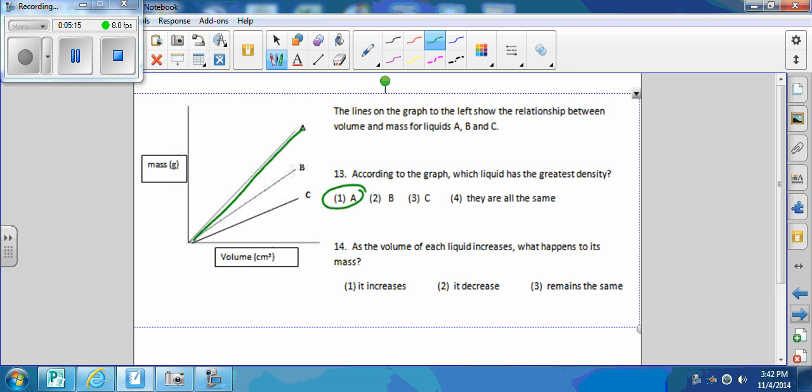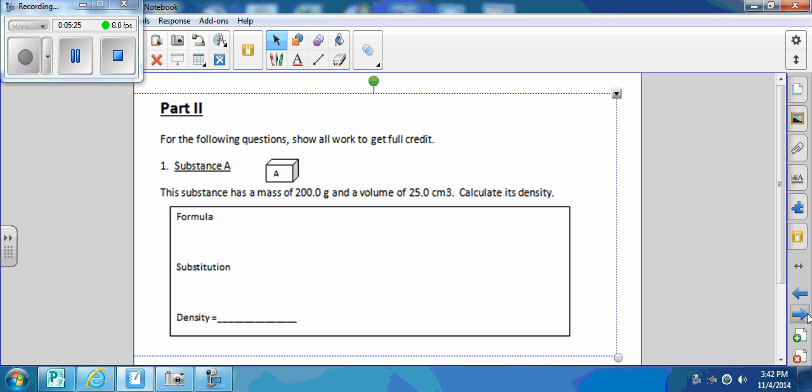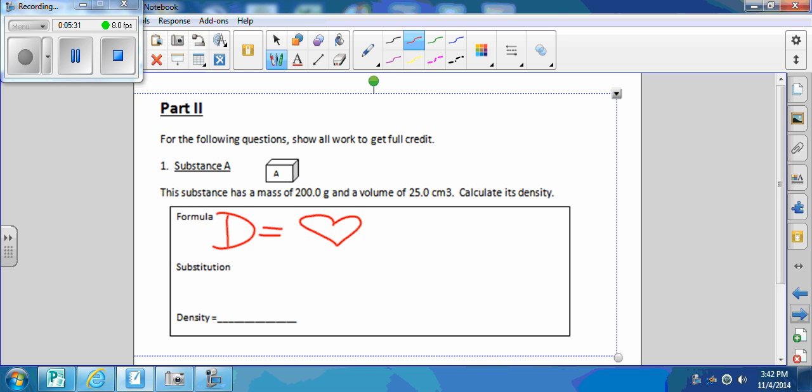And as the volume of each liquid increases, what happens to the mass? It also increases. Look at your lines. It's a direct relationship. All right. Use the following questions. Show all the work to get full credit. Density, because we love density. You could have put your little heart there. Cut in half. Substitute. What is the mass?